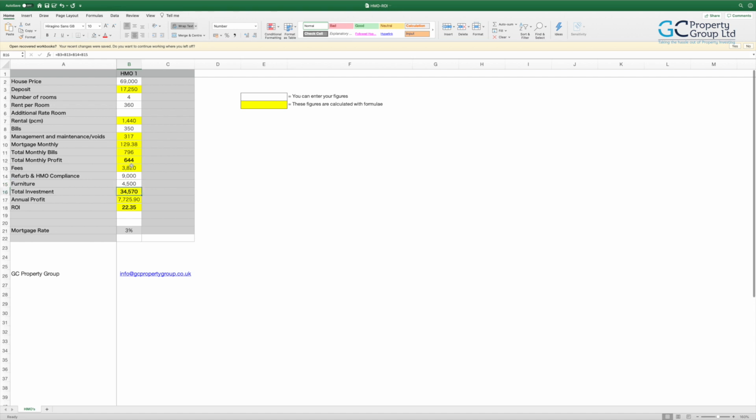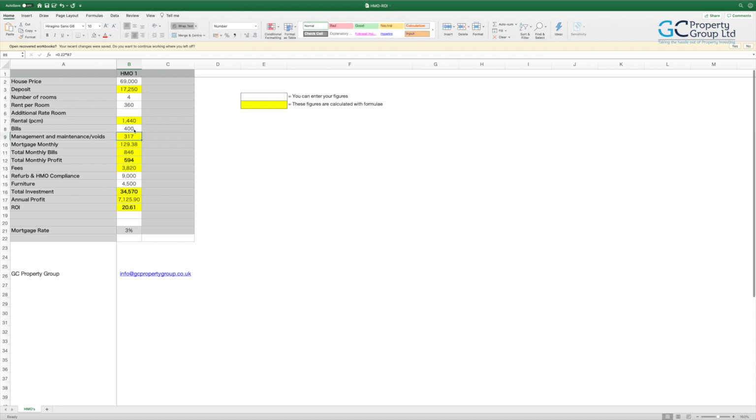So what this will give you down here is the total investment that is required, which is basically the deposit to buy the house, the fees, any refurb work we've done, and then also to buy the furniture to kit it out. We then have our annual profit, which is simply our monthly profit times 12, and from the total investment and the annual profit, it gives us the return on investment. So for this one, that would be 22.35%.